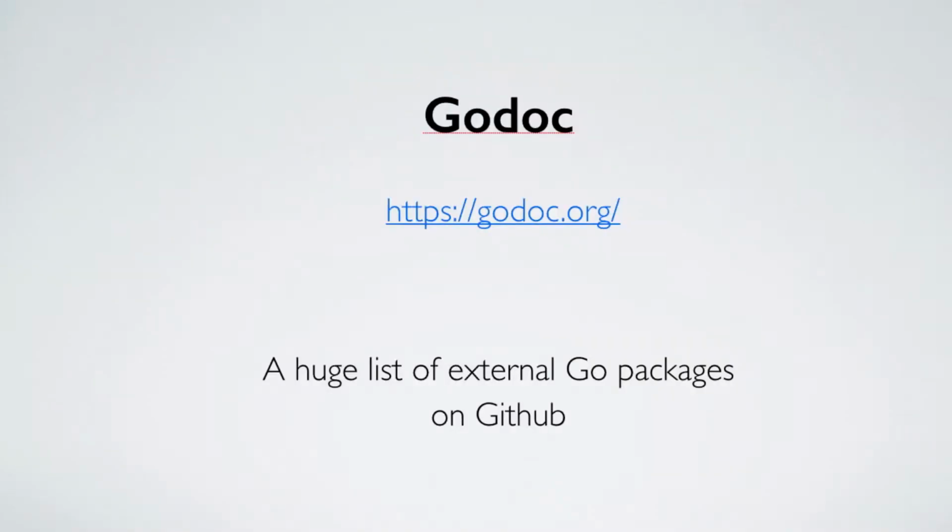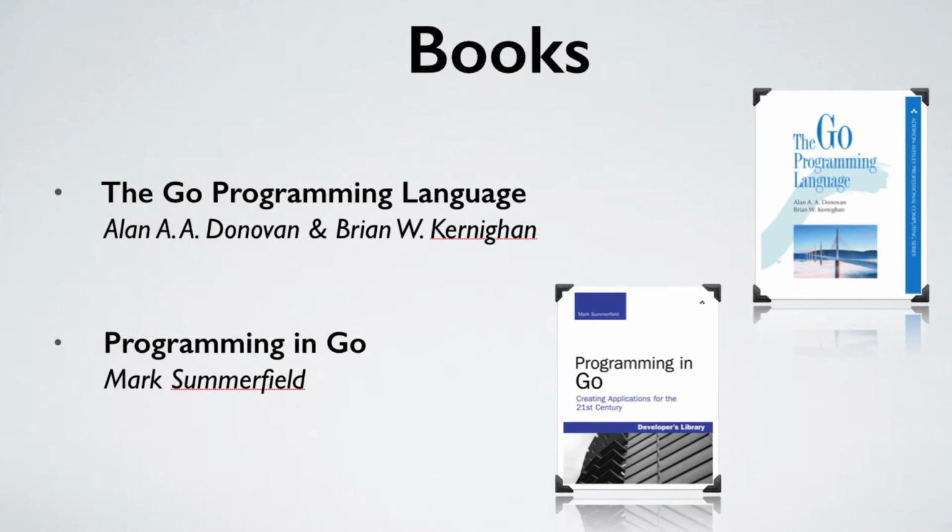Okay, finally I've mentioned two books here, which I've both read, and I think they're both probably the best books to get started. The first one is The Go Programming Language by Alan Donovan and Brian Kernighan. It's available on Amazon, as well as the second one, Programming in Go by Mark Summerfield. They're both really good books. They go through all the fundamentals in detail, and I would recommend reading them if you could get your hands onto them.